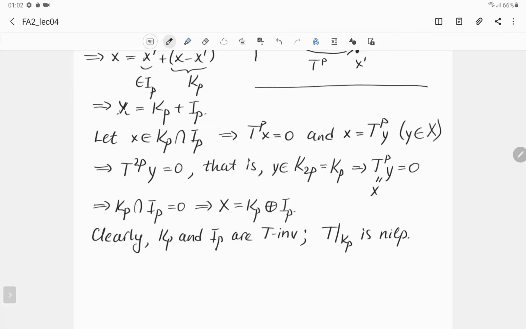So now to complete the proof, we have to show that T restricted to Ip is bijective, is an isomorphism. Okay, first of all, if we apply T to Ip, what we get is I(p+1), again by the very definition of these spaces. But I(p+1) equals Ip, because P is the descent of T. And this means that the restriction of T to Ip is a surjective map of Ip onto itself.